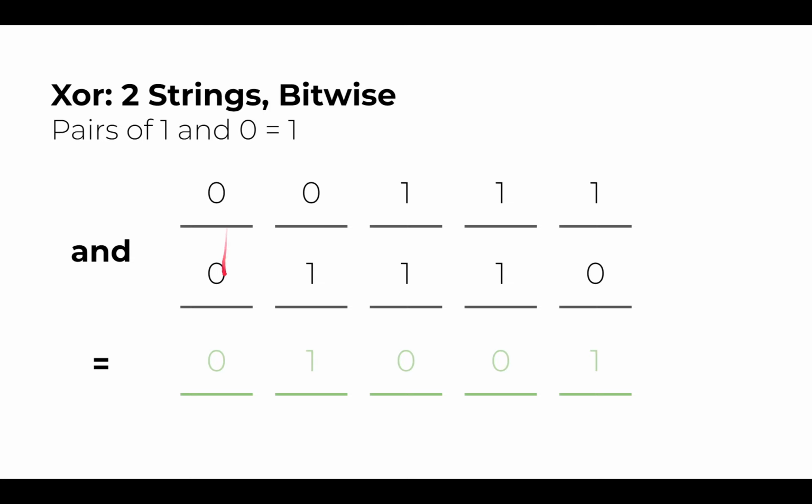So here if we go through this, 0 and 0 is 0. 0 and 1, well, that's a pair of 1 and 0, so that's 1. 1 and 1, 0. 1 and 1, 0, and then 1 and 0, well, that's a pair of 0 and 1, so the answer is 1.